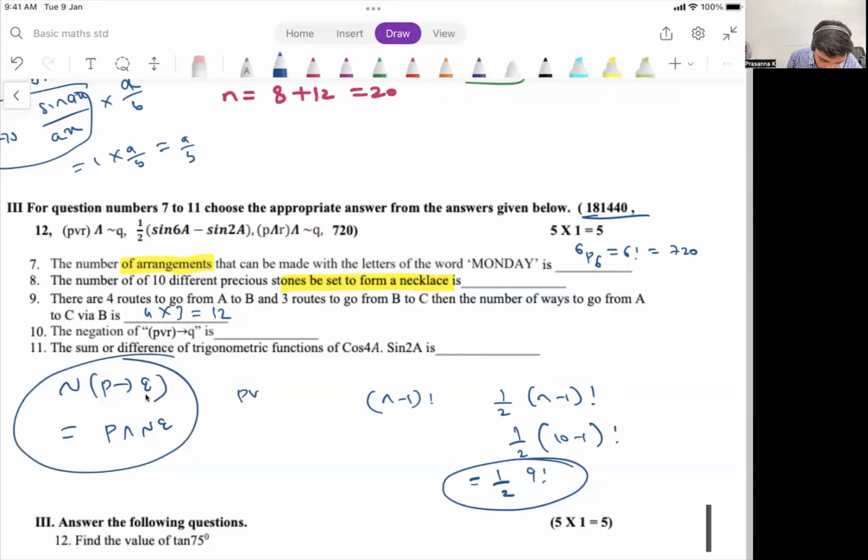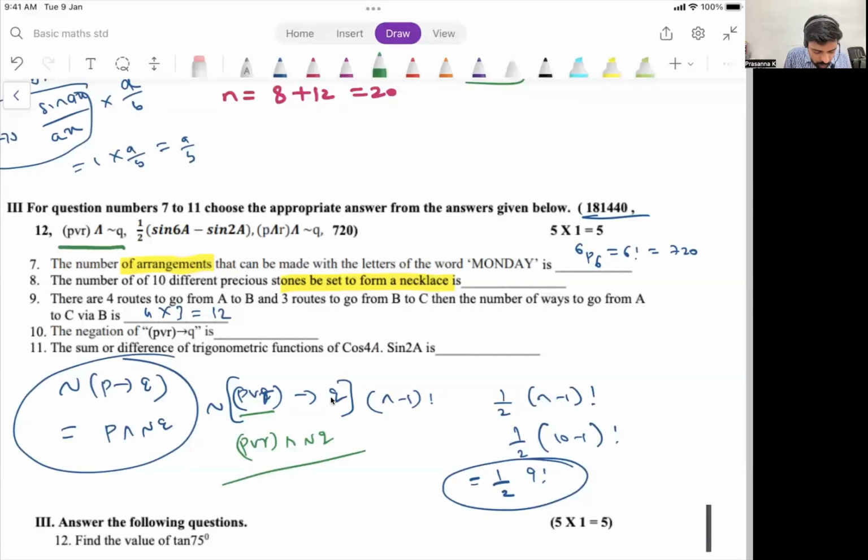Now, the given conditional is P disjunction R conditional Q. So for this proposition, we have to apply the negation. Since this is conditional, I will retain the first term as it is. This is the first term here, P disjunction R, I will write down as it is. And you know very well, the conditional becomes conjunction and apply negation to the second term. So negation of Q will be negation Q. So this is the answer: P disjunction R conjunction negation Q.